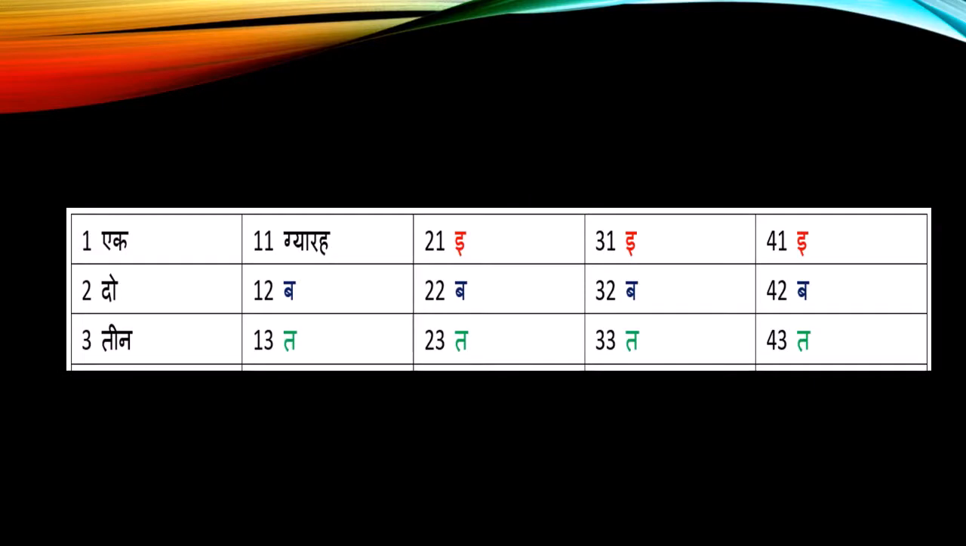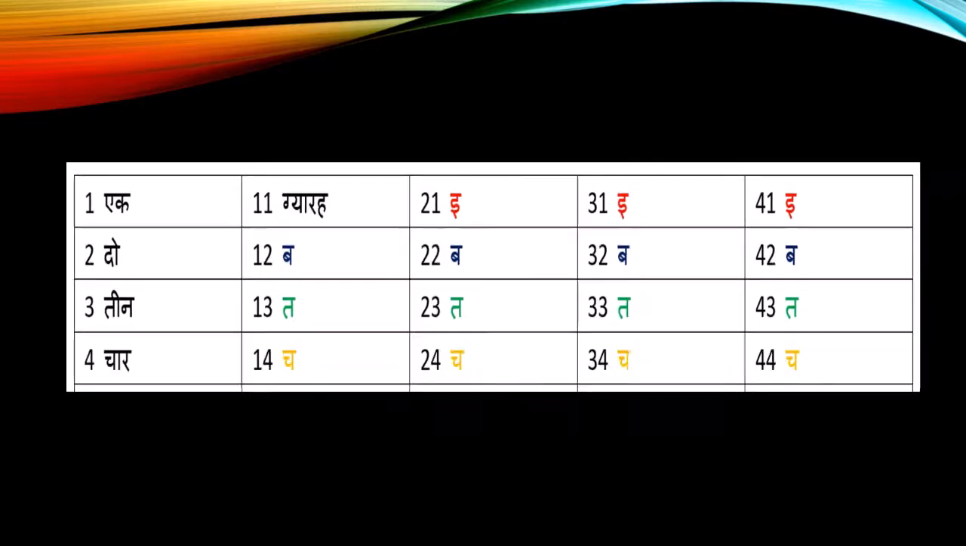It becomes easier from row 3. Row 3 has 3, 13, 23, 33 and 43. 3 is teen. If you remember the, then 13 starts with the, 23 starts with the, 33 and 43 also start with the. Let's move on to row 4. Row 4 has 4, 14, 24, 34 and 44. 4 is char. If you remember cha, then 14, 24, 34 and 44 all start with cha.